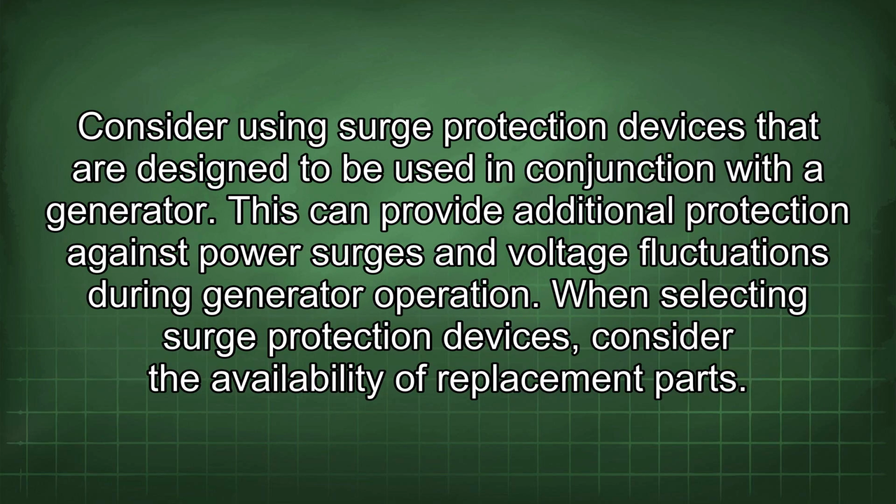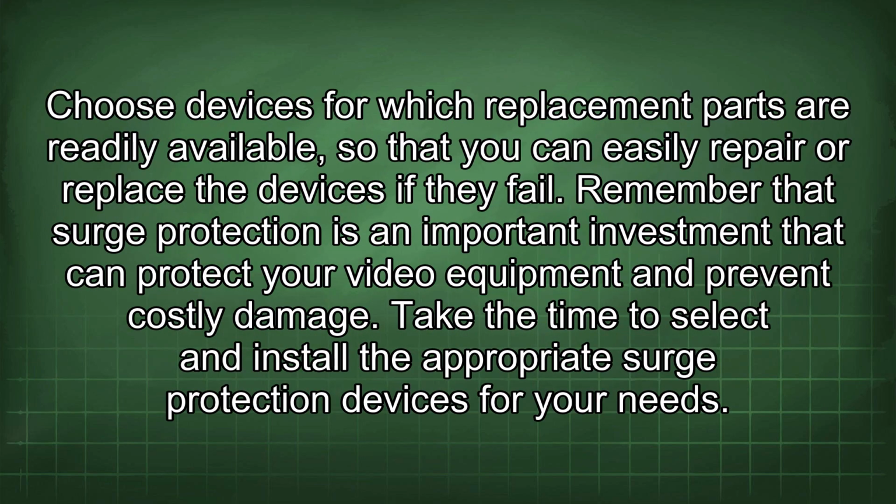Consider using surge protection devices that are designed to be used in conjunction with a generator. This can provide additional protection against power surges and voltage fluctuations during generator operation. When selecting surge protection devices, consider the availability of replacement parts. Choose devices for which replacement parts are readily available so that you can easily repair or replace the devices if they fail.